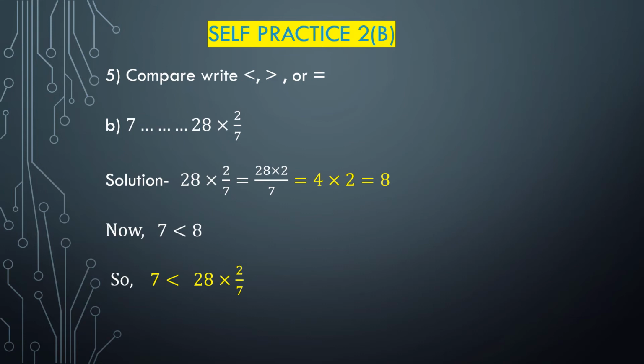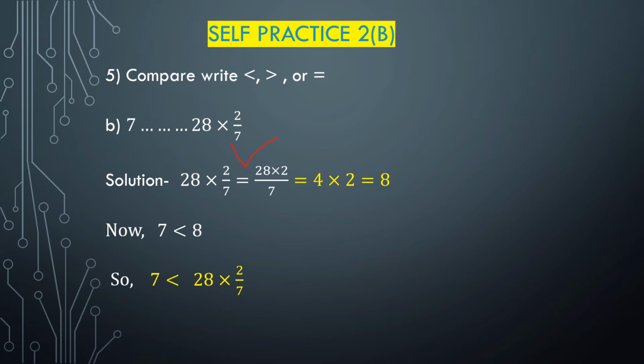Now we solve question number 2, part B. Compare 7 with 28 multiplied by 2/7. We have to compare these two given expressions. LHS is 7 and RHS is 28 multiplied by 2/7. We first have to find the product of the whole number and the fraction.